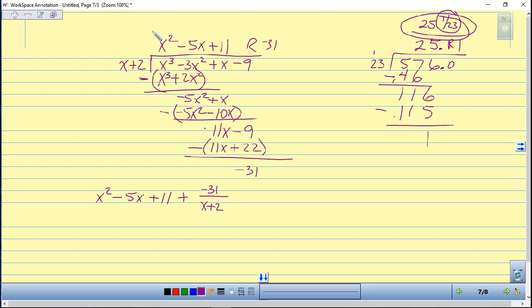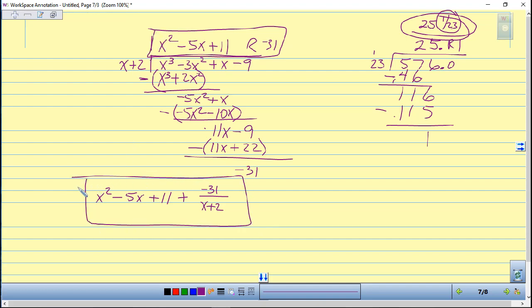So those are the two different ways that you can express your answer. It all depends on what they're looking for as to which one you need. But there's a little bit of review on multiplying polynomials and long division of polynomials.